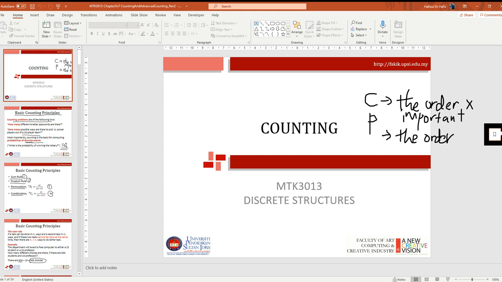several topics to cover. First one is the sum rule. Secondly is the product rule. Thirdly is the permutation, and lastly is the combination. Okay, for the combination, the order is not important, and for the permutation, the order is very important.